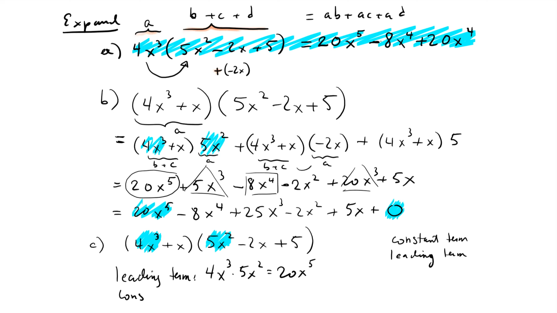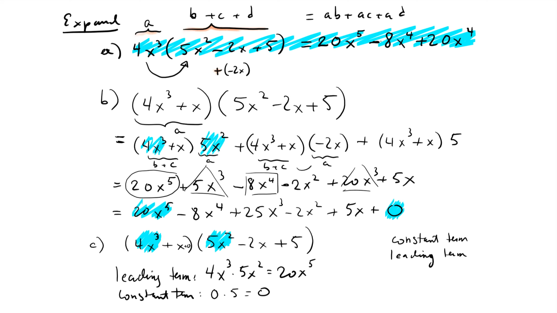And same goes for the constant terms. Well, the constant term, there's only one. You see, to get the constant term, I need to multiply the constant terms of each polynomial. Now, the constant term of the first one is 0. There's a little 0 hiding here, so it's really 0 times 5, so that's why it's 0.